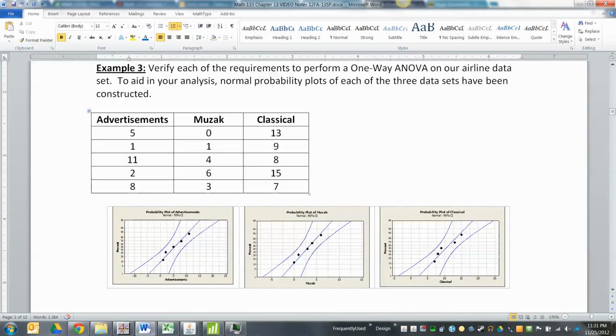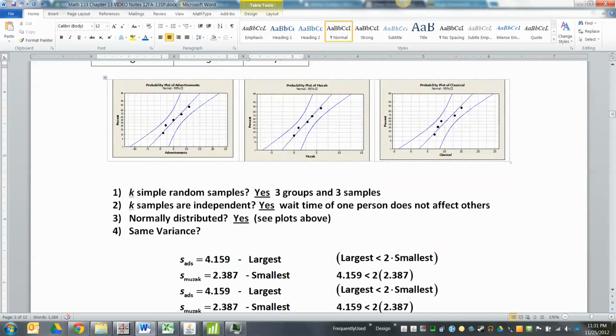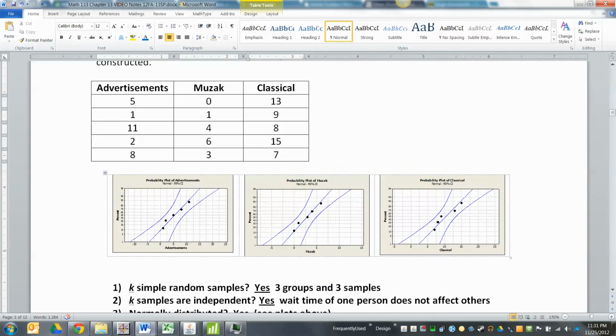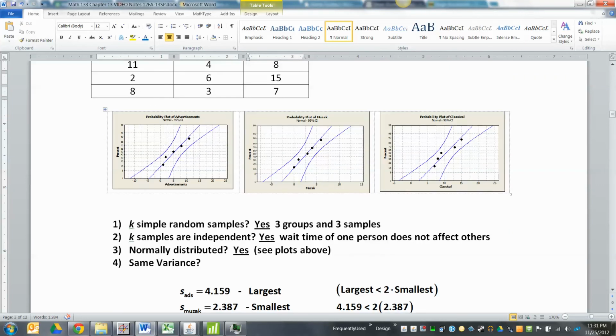The wait time for somebody who's listening to ads has no bearing on the wait time for somebody who's listening to classical, and so on. Were they normally distributed? That's what we have the plots for, right? They show us that, yes, they are normally distributed.